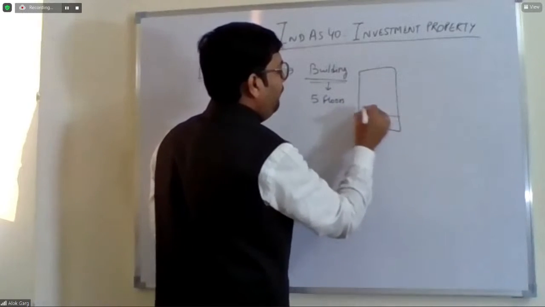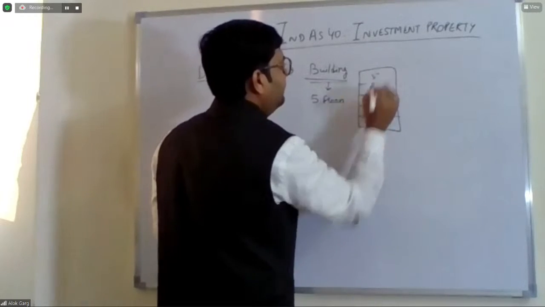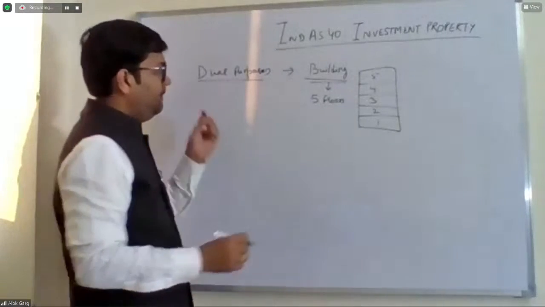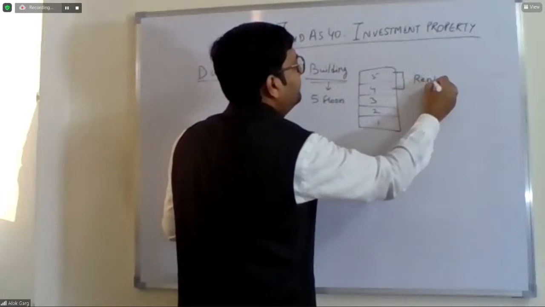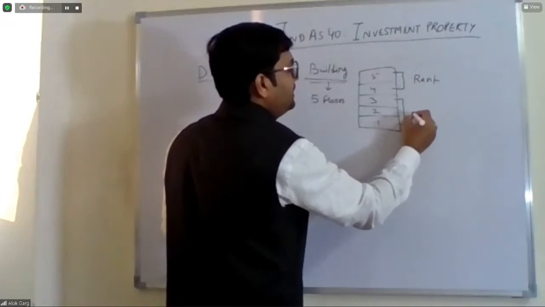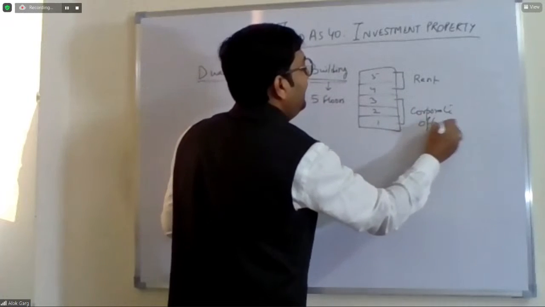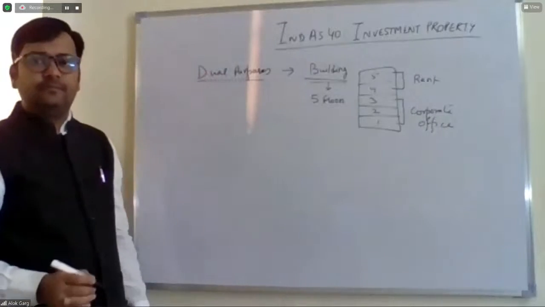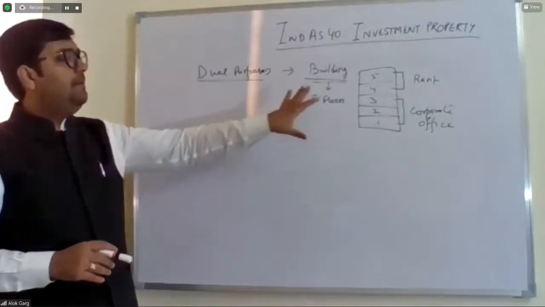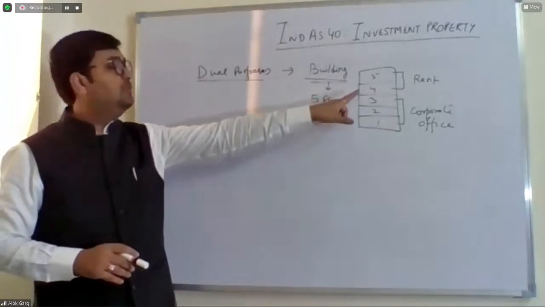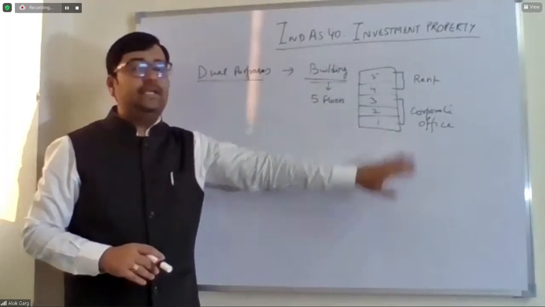So this is the building, floors 1, 2, 3, 4, 5. These first 2 floors have been given on rent, and these 3 floors are used as the corporate office of the company. It means they are used for administrative purposes. So the company has purchased a building, and the company is holding 2 floors on a rental basis and 3 floors for using as a corporate office.